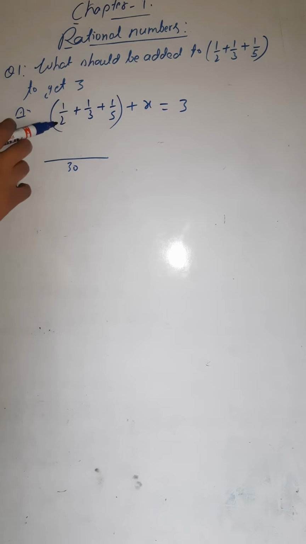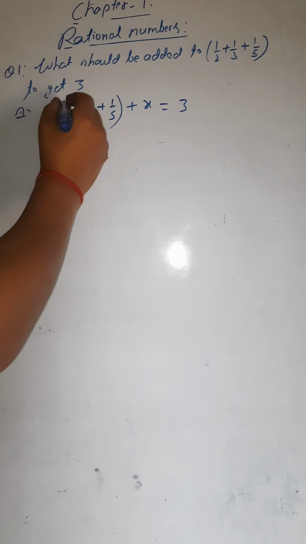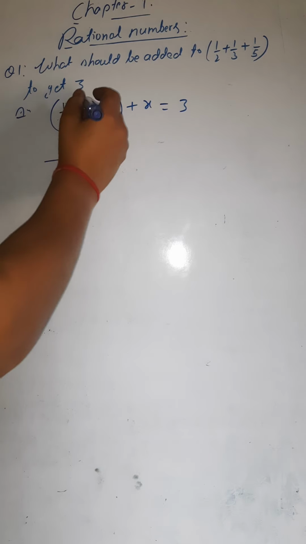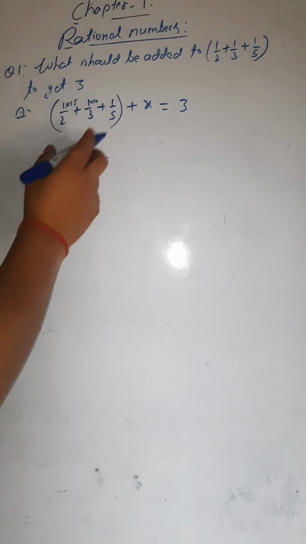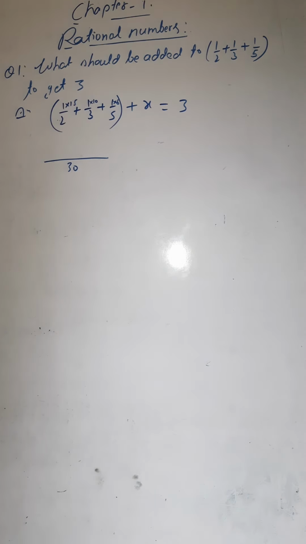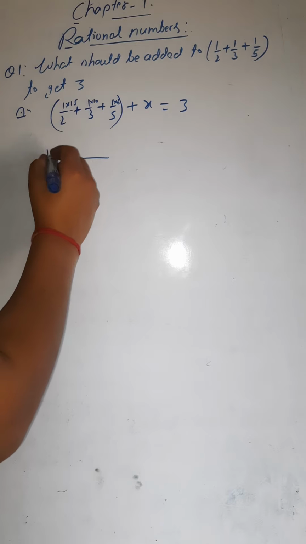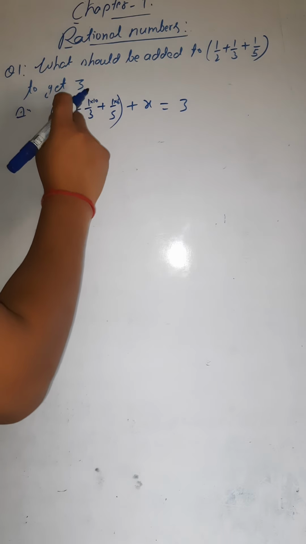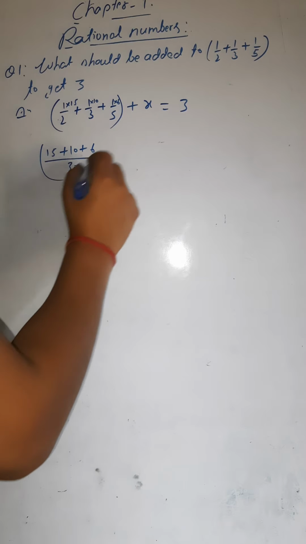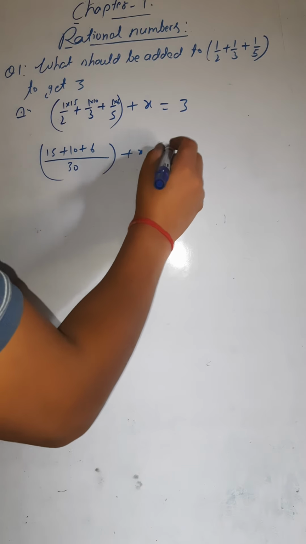Now what should I do? I will divide this 30 by each denominator. First I divide 30 by 2, 15 times, so I will multiply here by 15. Then 30 divided by 3 is 10, multiply here by 10. Then 5 sixes are 30, so multiply here by 6. Now just solve this: 15 times 1 plus 10 times 1 plus 6 times 1 plus x would be equal to 3.